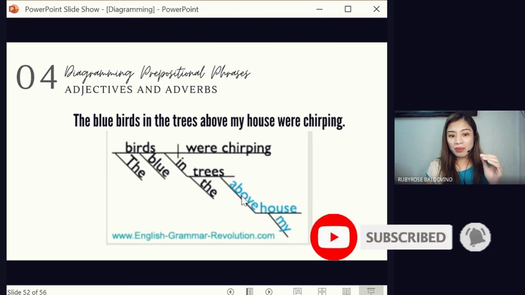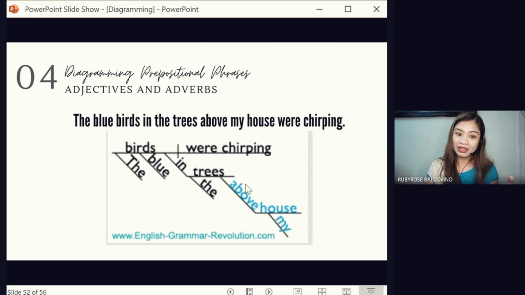However, above my house describes the trees, because what's above my house, it's the trees, not the birds, right? So we place another slanted line on the word trees, because that's what it describes. We place the preposition above, object of preposition house, and we include underneath it the possessive pronoun my. I know it looks complicated, but it's the same principle.